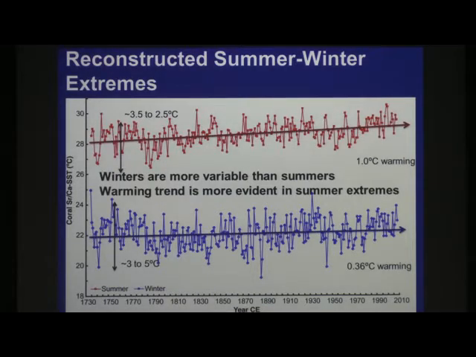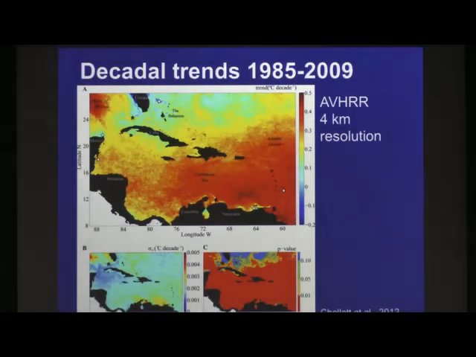Okay. So that's what we see when we look at the seasonality. So what does all this mean? One of the things I started looking at was a recent paper looking at decadal scale trends in the Gulf of Mexico, the southern part of the Gulf, and the Caribbean, using very high resolution satellite data. They have 4-kilometer resolution. Our study site is here with the black star.